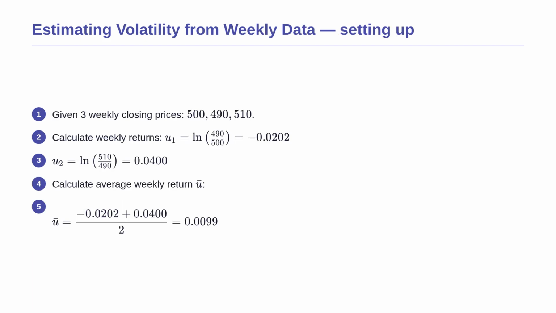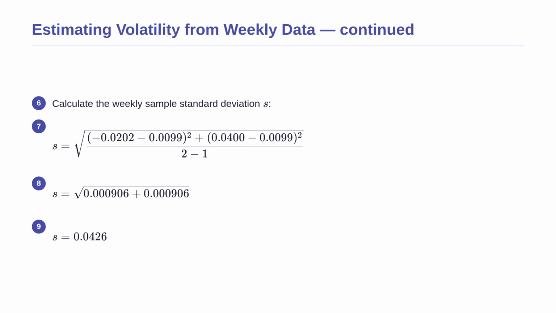Now that we have used daily data, let us look at another example using weekly data. Suppose an analyst observes weekly closing prices of 500, 490 and 510. The process is identical, but the time scaling will change. First, we calculate the 2 weekly returns using the natural logarithm, giving us negative 0.0202 for the first week and positive 0.0400 for the second. Adding these and dividing by 2 gives an average weekly return of 0.0099.